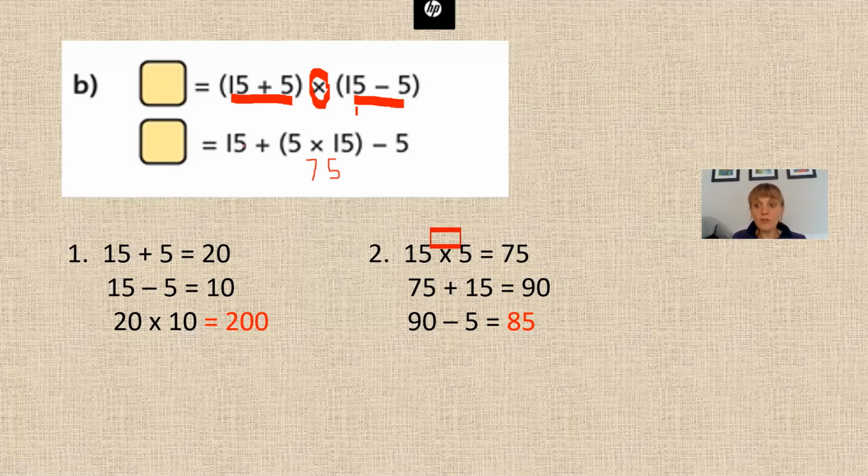So I can then work through, because addition and subtraction have the same weight. It doesn't matter now which one I do first. So I chose to do the 15 first here, and I did 15 add 75, which gave me 90. And then I'm just moving through the sum. And then at the end, I took away 5 to give me 85. So hopefully that all makes sense.